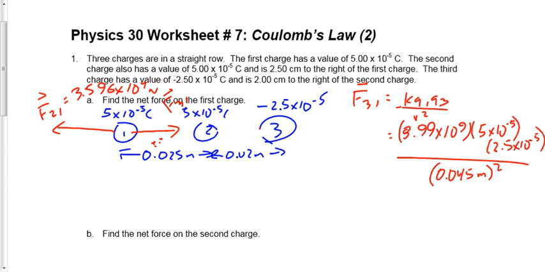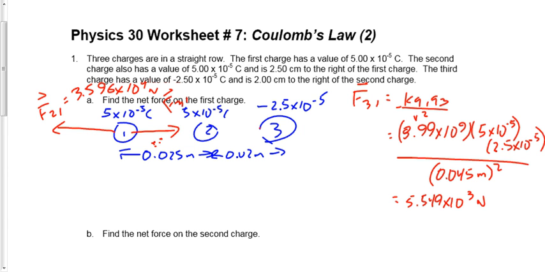We have to figure out the force of 2 on 1, but we also have to figure out the force of 3 on 1 as if 2 wasn't there. We do this math here, we get a value of F31 of 5.549 times 10 to the 3 newtons.